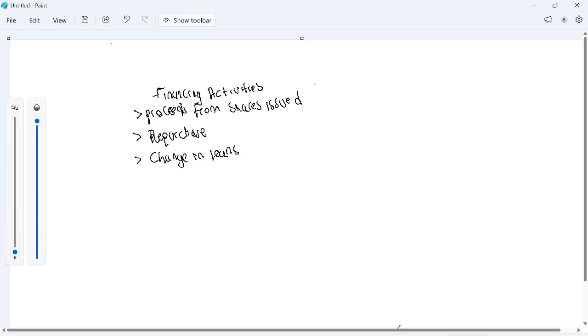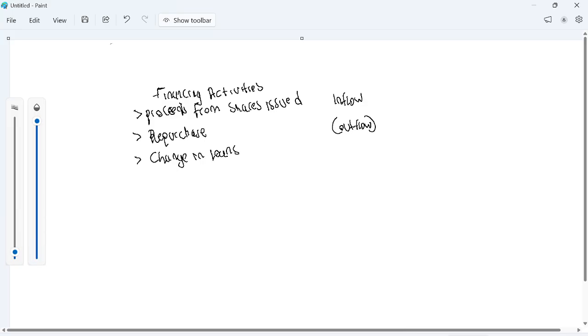Proceeds from shares issued is the additional shares that we issued during the year. So in order to calculate your proceeds from shares issued, always go to your ordinary share capital, right? Proceeds from shares issued will always be your inflow. Why am I saying that? Because we issued shares and shareholders buy those shares and give us money, so that's an inflow of money. But repurchase of shares is when we, as the company, are buying back our shares from a shareholder. We give money to the shareholder, and the shareholder gives us back our share. So that's an outflow.